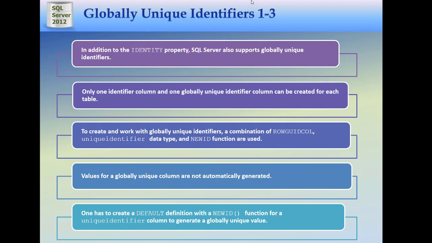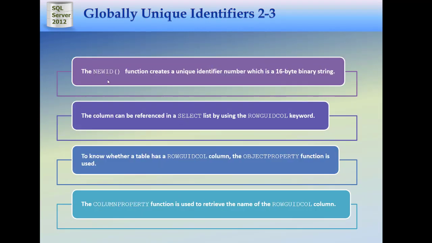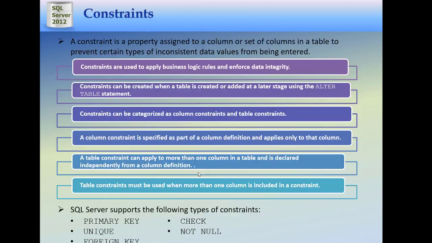Values for globally unique column are not automatically generated. And to do this, one has to create a default definition with the NEWID function for a UNIQUEIDENTIFIER column to generate a globally unique value. This function, that is the NEWID function, creates a unique identifier, which is a 16-byte binary string, and the column can be referenced in a select list by using the ROWGUIDCOL keyword. To know whether a table has a ROWGUIDCOL column, we use the OBJECTPROPERTY function, and the COLUMNPROPERTY function is used to retrieve the name of the ROWGUIDCOL column.